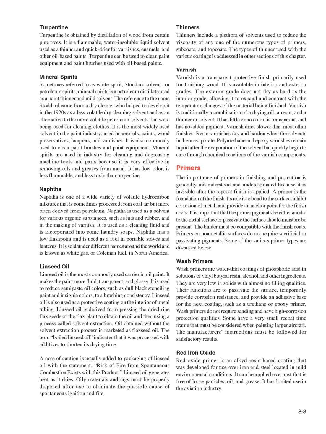Turpentine. Turpentine is obtained by distillation of wood from certain pine trees. It is a flammable, water-insoluble liquid solvent used as a thinner and quick dryer for varnishes, enamels, and other oil-based paints. Turpentine can be used to clean paint equipment and paint brushes used with oil-based paints.